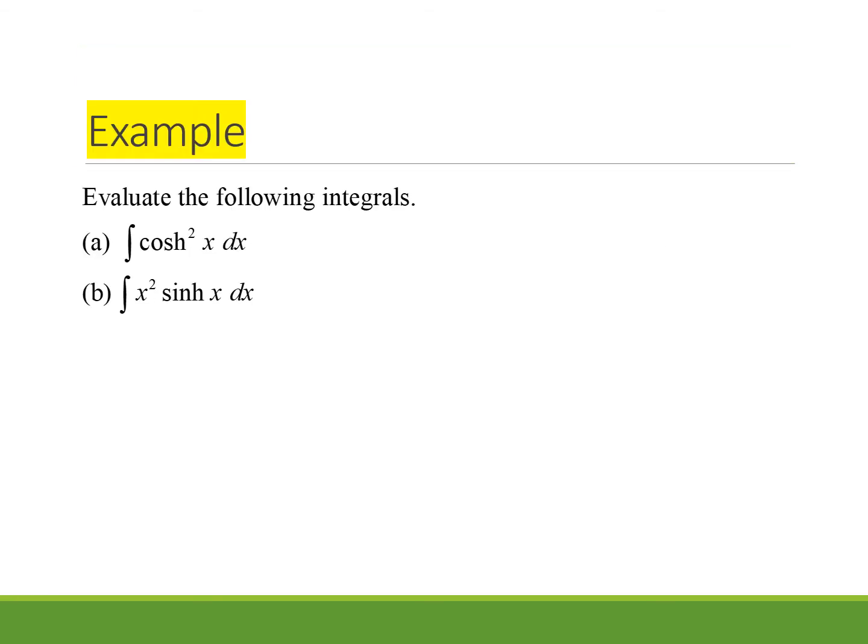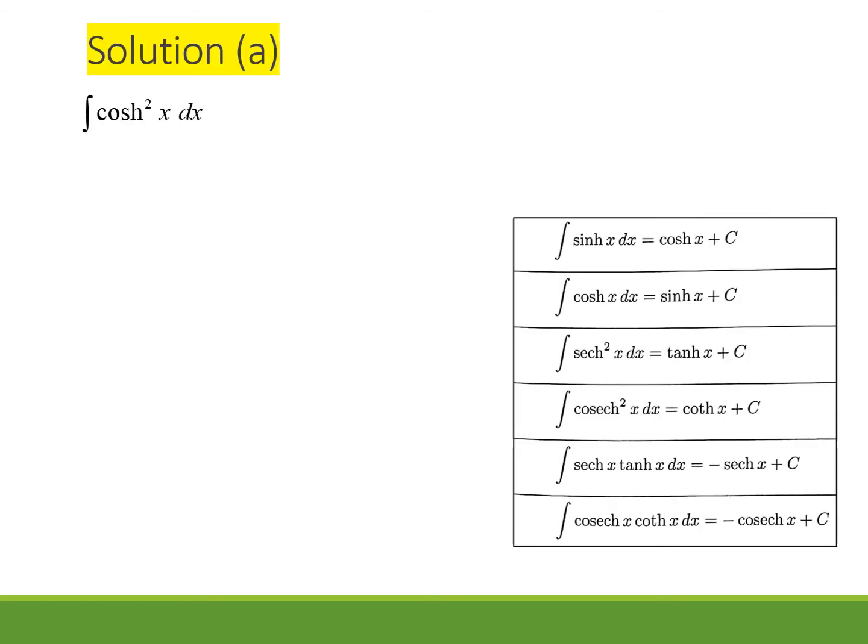Okay, try to evaluate the following integrals. A is the integration of cos hyperbolic square x dx, and the second one is the integration of x square sine hyperbolic x dx. So now let us try this integration of cos hyperbolic square x dx.